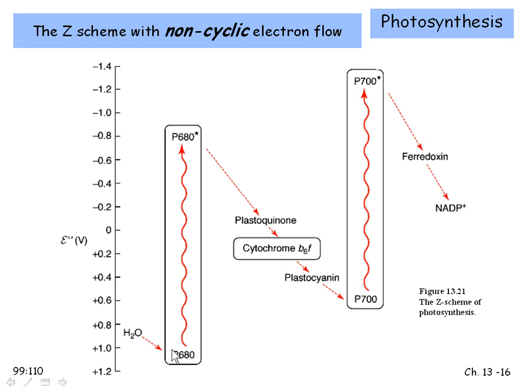So in photosystem 2, when P680 is excited to become P680 star, it gives its electron to plastoquinone, and it's going to be regenerated with electrons from water, giving up oxygen. The electrons on plastoquinone are then transferred to cytochrome B6F. From there, they go to plastocyanin, and they're waiting around for when P700 is excited by light.